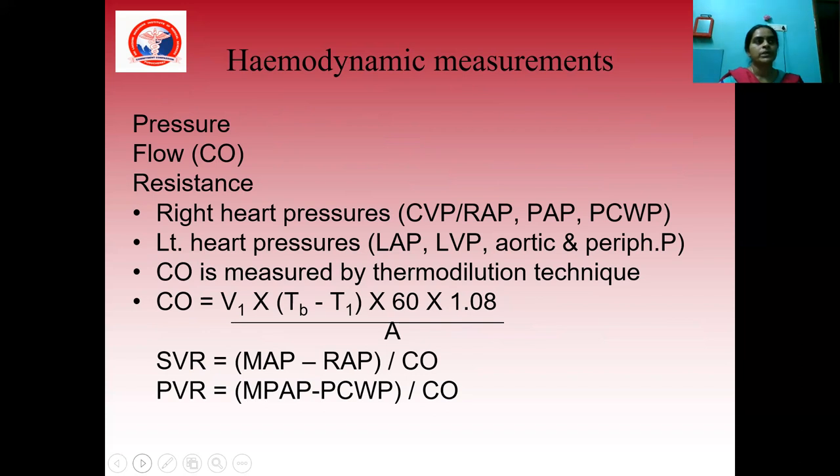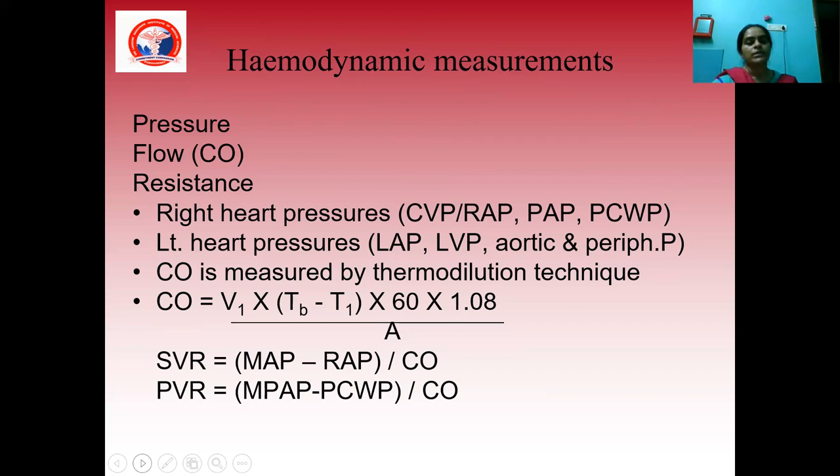Pressures, what are the pressures we can read: right heart pressures, central venous pressure, right atrial pressure, pulmonary arterial pressure, pulmonary capillary wedge pressure; left heart pressures include left atrial pressure, left ventricular pressure, aortic and peripheral pressures. Cardiac output is measured by thermodilution technique. Cardiac output is given by the formula of this.